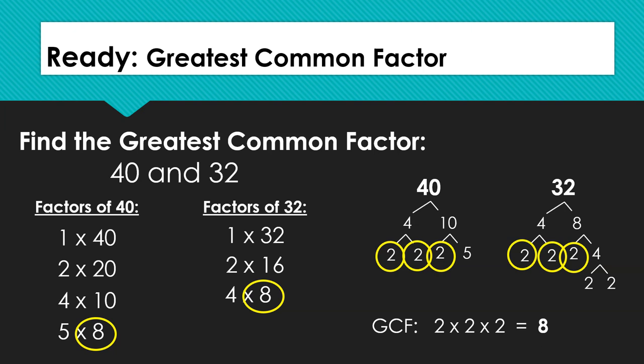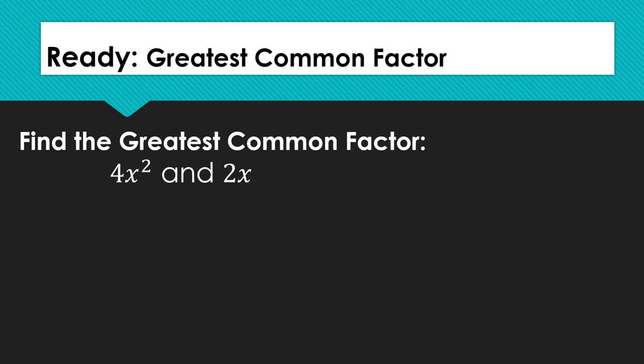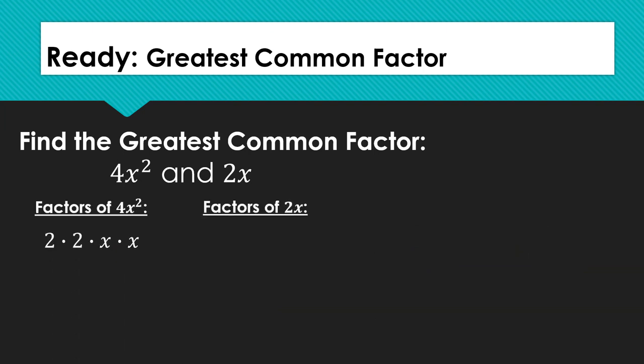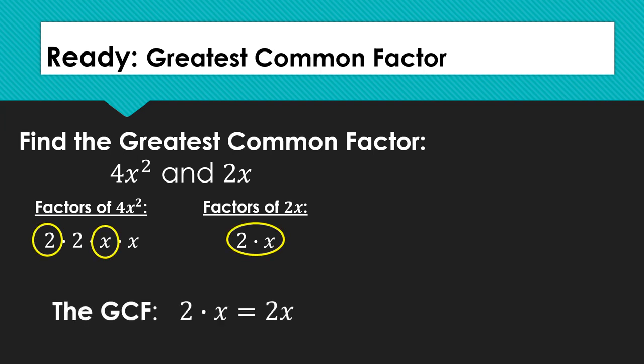Now let's look at an example with algebraic expressions. Again, we will list the prime factors of each and look for the factors they have in common. In this example, they both have the factors 2 and x. The GCF of these two expressions is 2x.